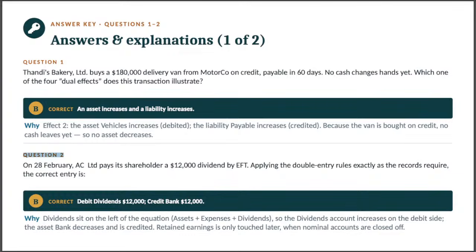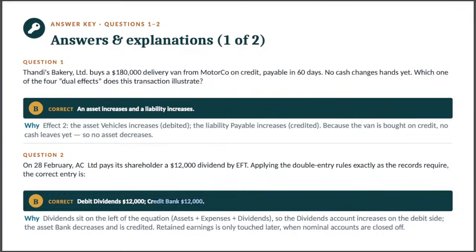All right, on to question 2. On the 20th of February, AC Limited pays its shareholder, lucky guy, a $12,000 dividend by EFT. Applying the double entry rules, the correct entry is B. You debit dividends 12,000, you credit the bank 12,000. We took 12,000 out of the bank to pay him his dividends, so we would debit the dividends.